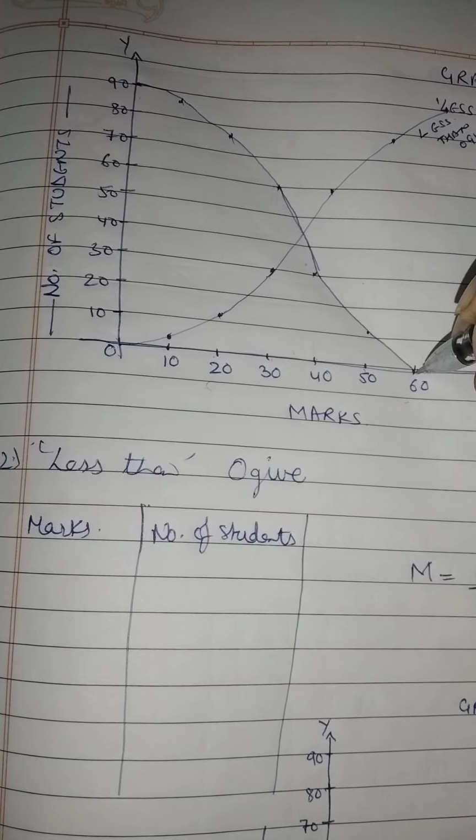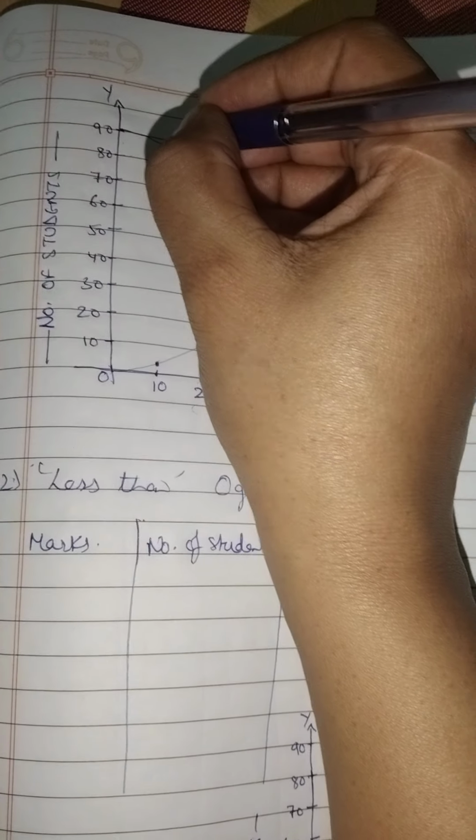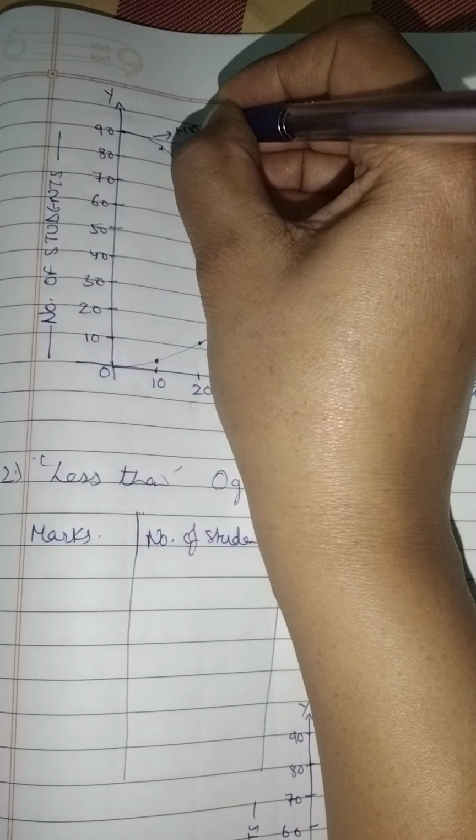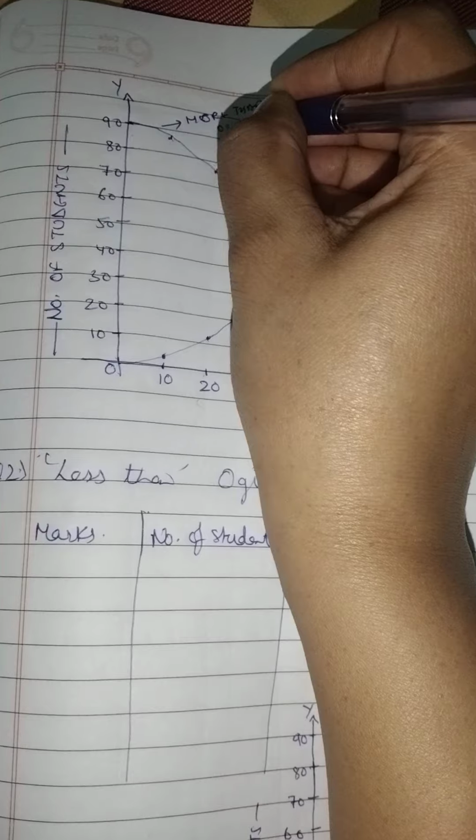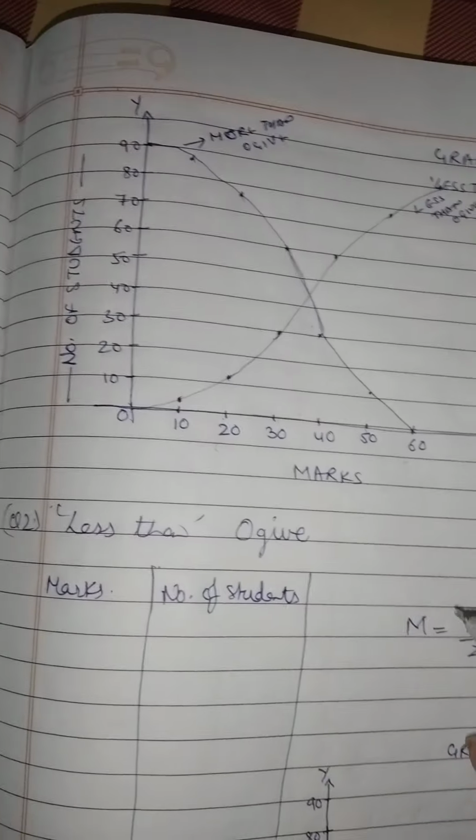Join a line properly. I will get a line like this. So I am writing "more than" here. More than ogive. Okay, now how to find out the median?